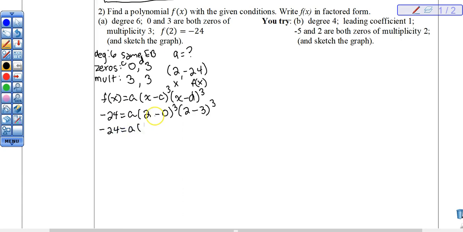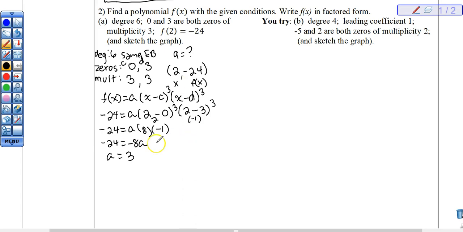A times, well, that's 2 cubed. If you don't mind, I'm just going to do an intermediate 2 right there. So that's 8, right? And then 2 minus 3, just a little intermediate negative 1 right there. And negative 1 cubed is negative 1. So that's negative 24 equals negative 8a. So we're going to divide both sides by negative 8. So a equals 3. So now I know what my a is. And that tells me that on my graph, since it's positive and it's got same end behaviors, that both sides of my graph should go up.